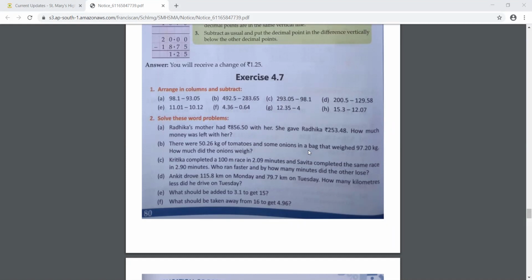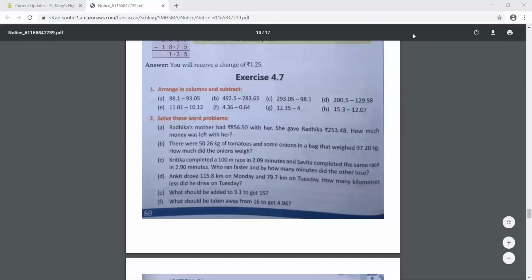Means Savita lost the race. And why did she lose? Because she took a little extra minutes than Kritika. So to find out the number of minutes that she took more than Kritika, what will you do? You will obviously subtract, so you know how many more minutes she took. So when you subtract, you will get the answer to the second question.